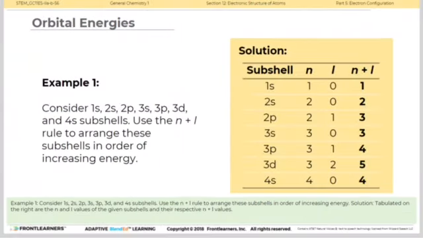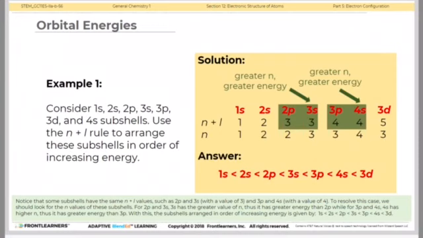Example number 1. Consider 1s, 2s, 2p, 3s, 3p, 3d, and 4s subshells. Use the n plus l rule to arrange these subshells in order of increasing energy. Solution. Tabulated on the right are the n and l values of the given subshells and their corresponding n plus l values. Notice that some subshells have the same n plus l values, such as 2p and 3s, with a value of 3, and 3p and 4s with a value of 4.